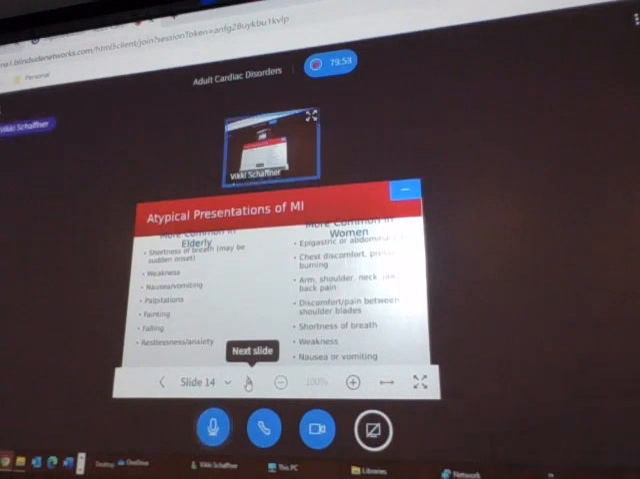So that being said, there's always something atypical. And the elderly and women often have atypical signs and symptoms of an MI. But again, notice here that there's going to be a shortness of breath. Why? Because we're not getting the oxygen to the tissues, to the lung tissues. We're not getting the oxygen to the rest of the body to perfuse it. Weakness, nausea and vomiting, palpitations, fainting, falling, restlessness and anxiety.